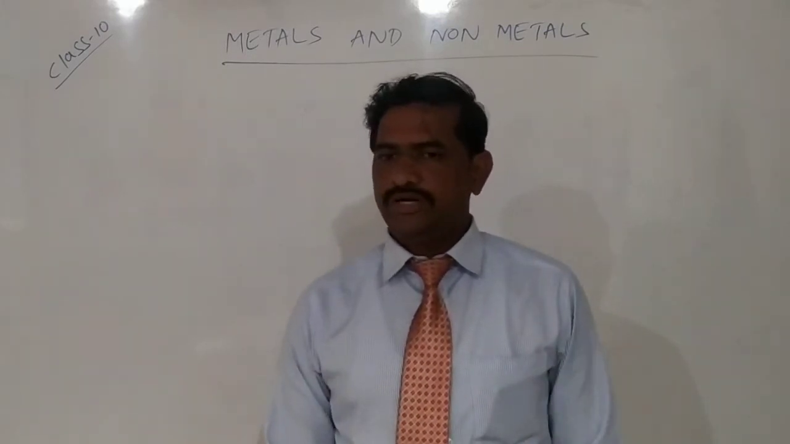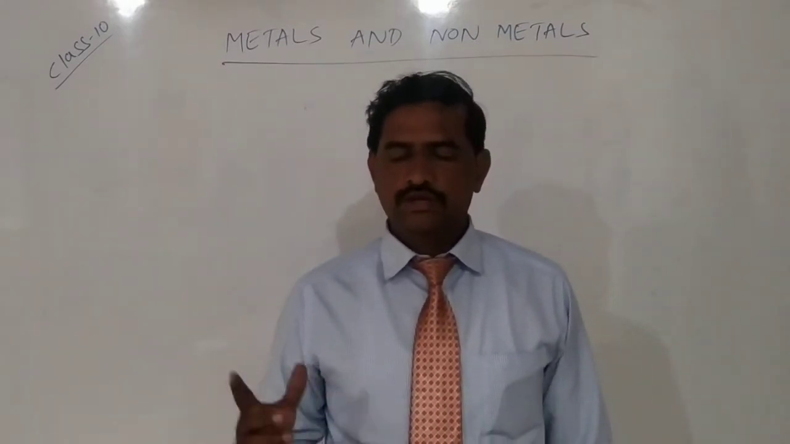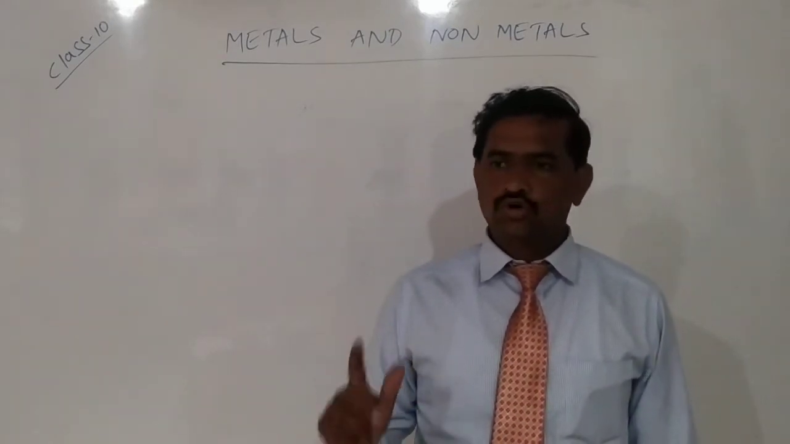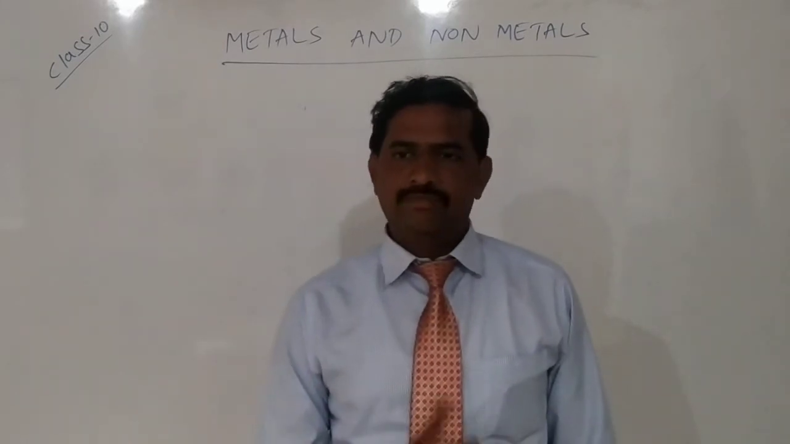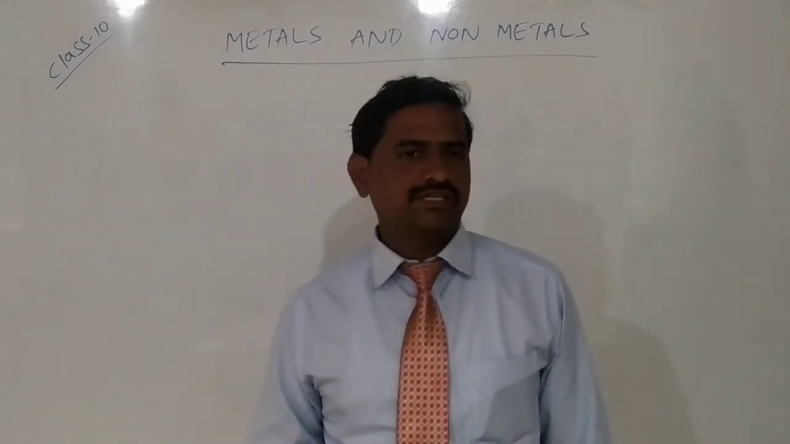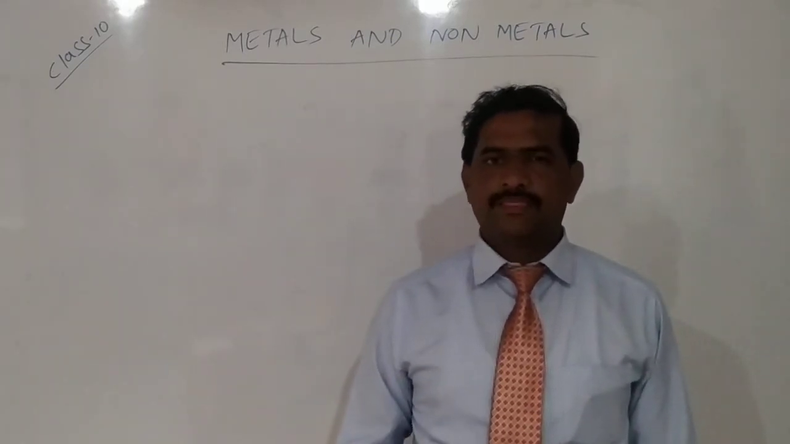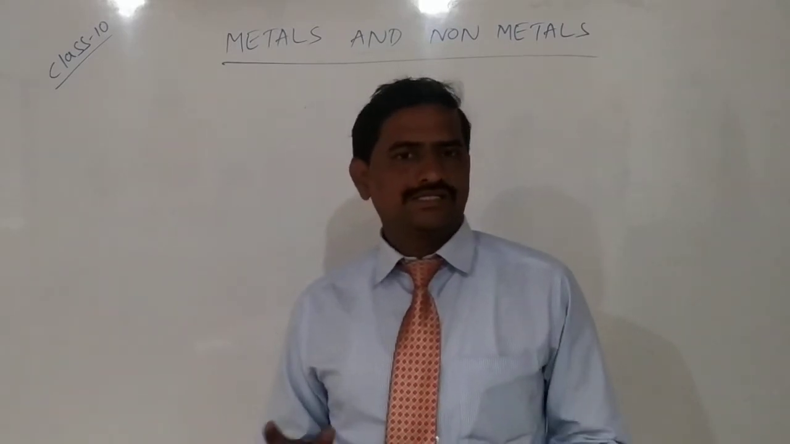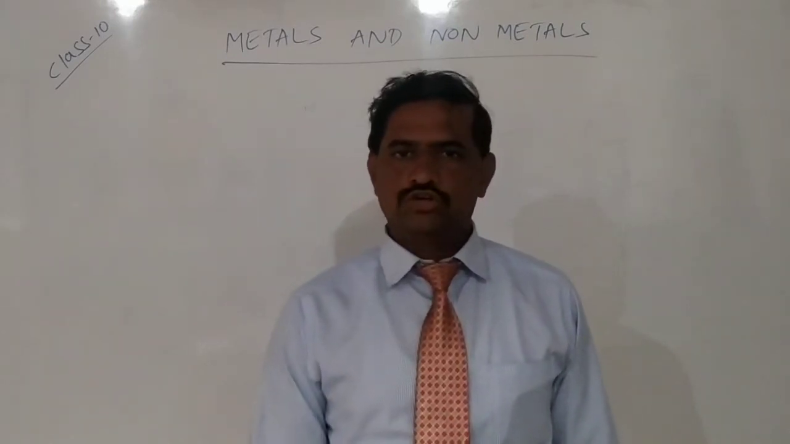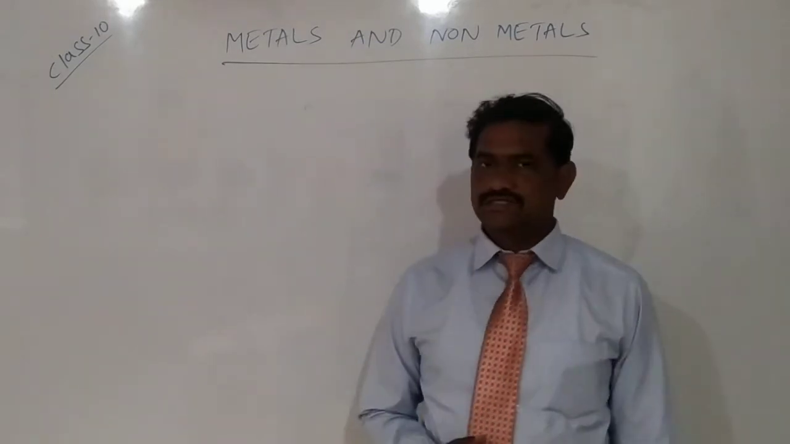of their physical properties. Metals are malleable, non-metals are non-malleable. Metals are ductile, non-metals are non-ductile. Metals are good conductors of heat and electricity, non-metals are bad conductors. Metals are solid except mercury, which is an example of a liquid metal. Non-metals exist in all three states: solid, liquid and gas. Metals are lustrous, non-metals are non-lustrous. Metals are sonorous, non-metals are non-sonorous; usually they will not produce sound. So these are the physical properties of metals and non-metals.